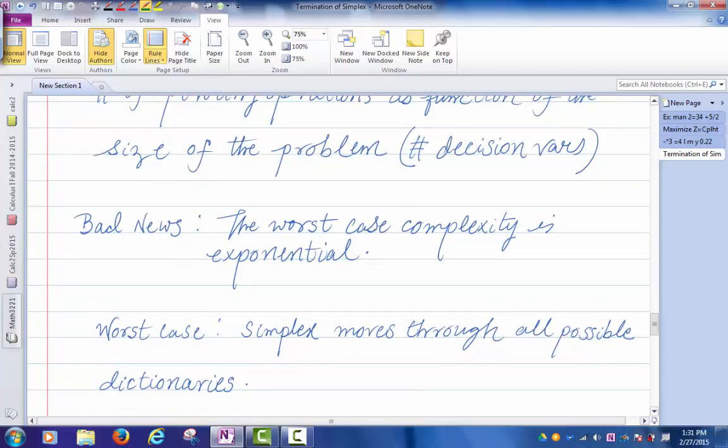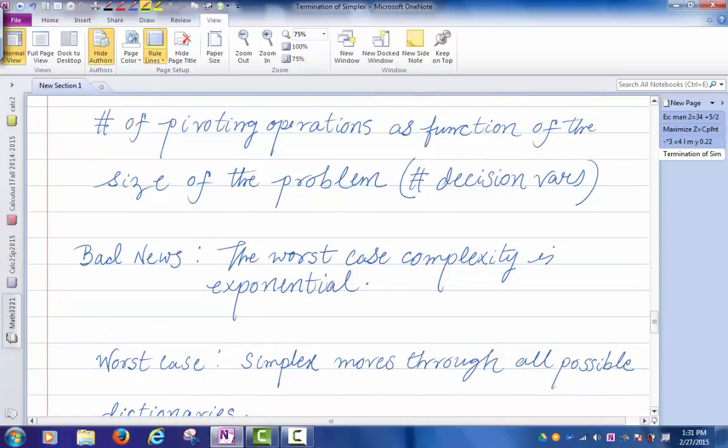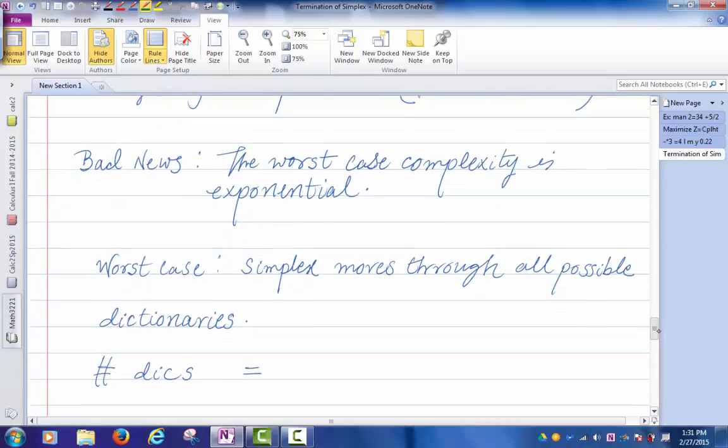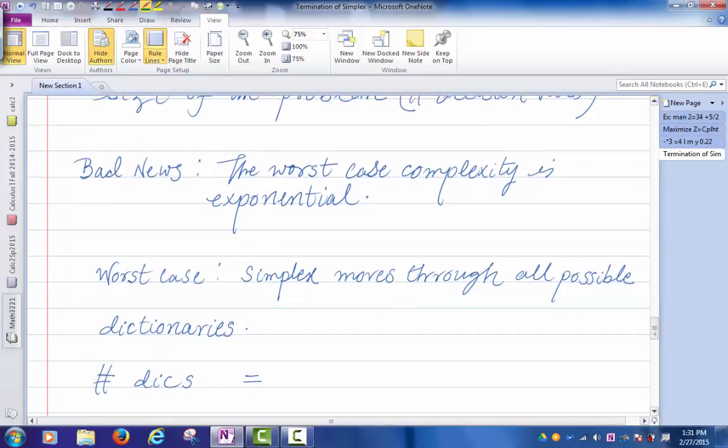Okay, what do I mean by the worst case complexity? Worst case means that the simplex moves through all possible dictionaries. Remember, simplex usually will not go over all the possible dictionaries to get to the final one. However, the worst case is it might go through all the dictionaries, right? So in that case, there are some problems where you get into exponential complexity, and we're going to see an example in a bit.